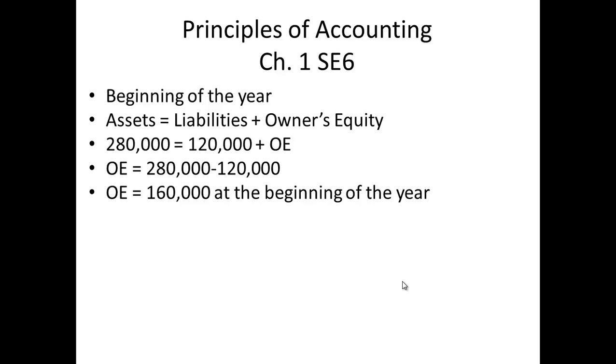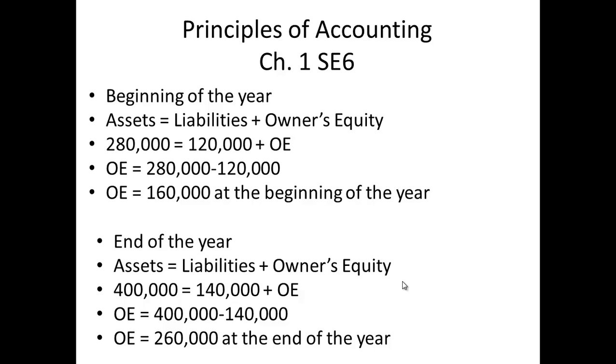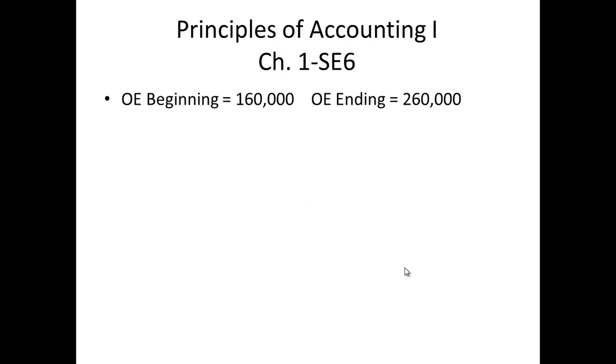And now we need to figure out what our owner's equity is at the end of the year. So same situation, we have assets equal liabilities plus owner's equity. We have $400,000 in assets, $140,000 in liabilities. So once we plug it into the equation, we end up with $260,000 of owner's equity at the end of the year. So we went from $160,000 at the beginning of the year to $260,000 at the end of the year. So beginning 160, ending 260.